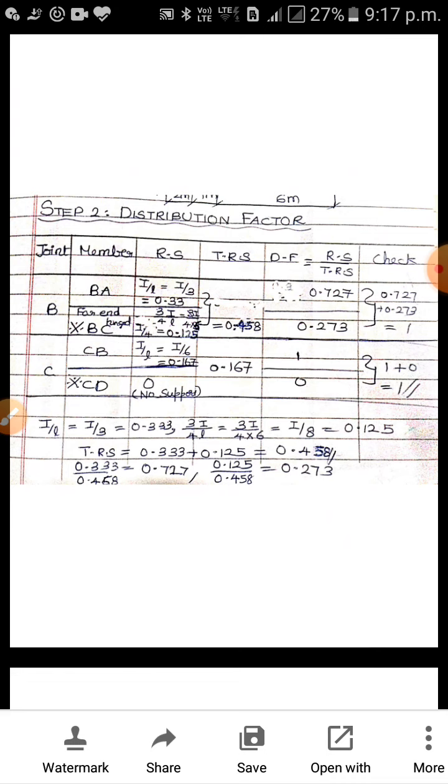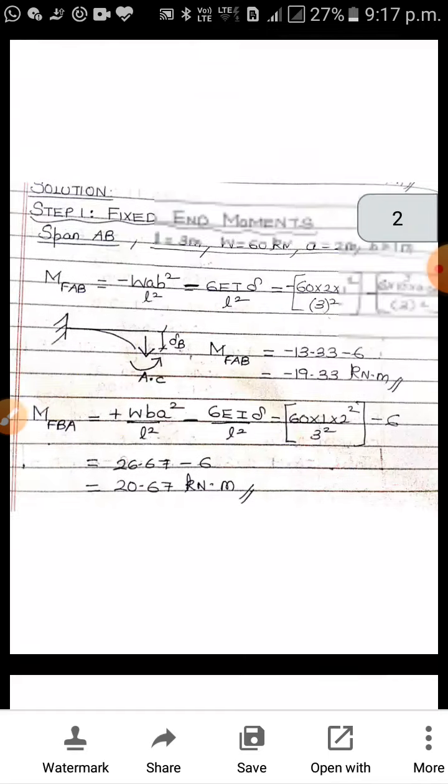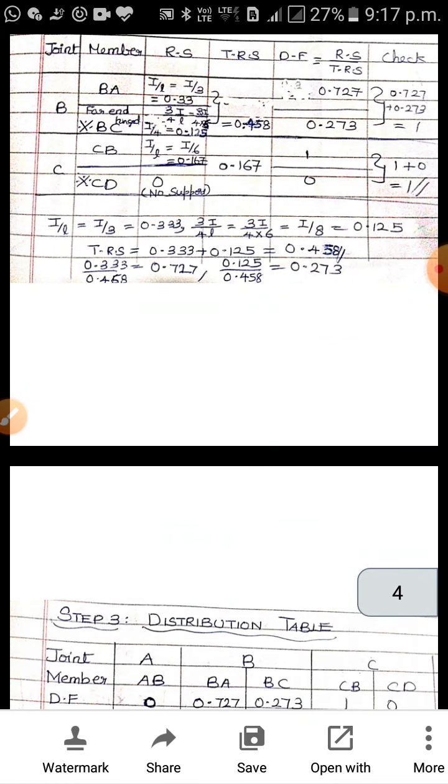And if you check both the values at the joint B, 0.727 plus 0.273 equal to 1. Again at C, CB and CD. C is a near end, D is a far end, and D does not have any support. So it is 0. So that is also important. D does not have any support. So that you have to remember. So again, for CB it will be 1, because CD equal to 0.